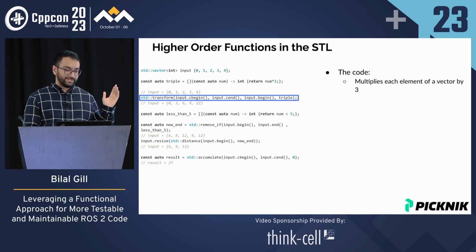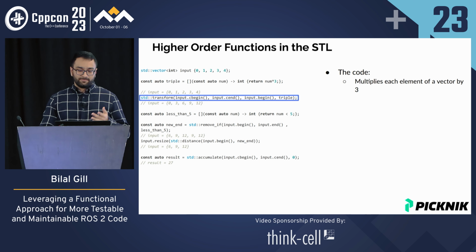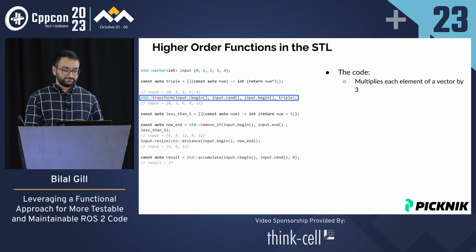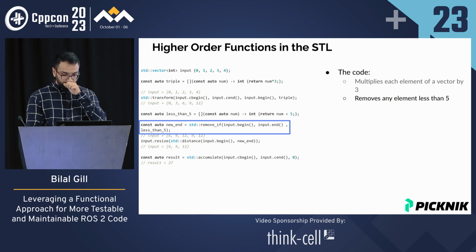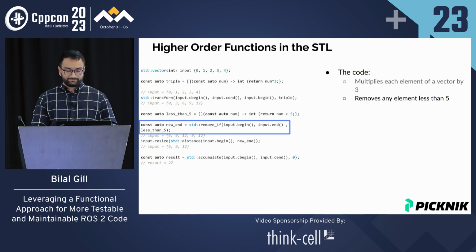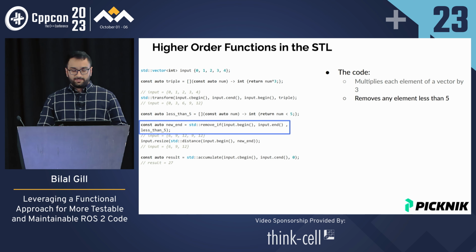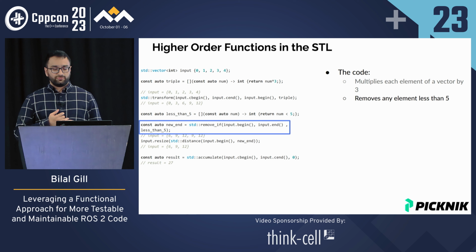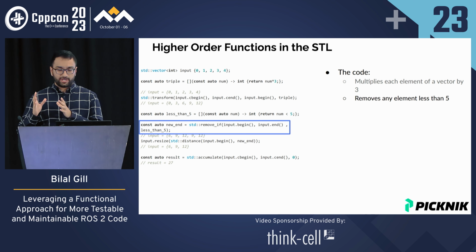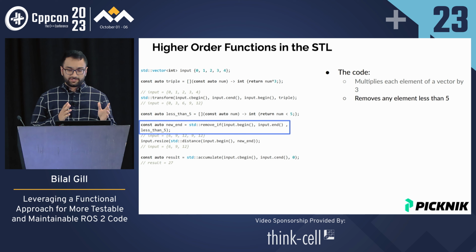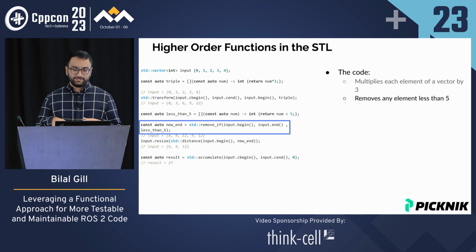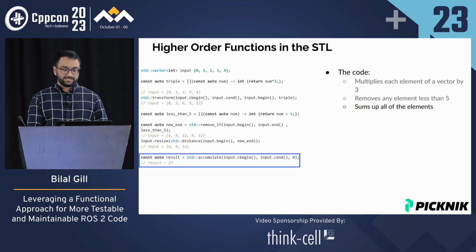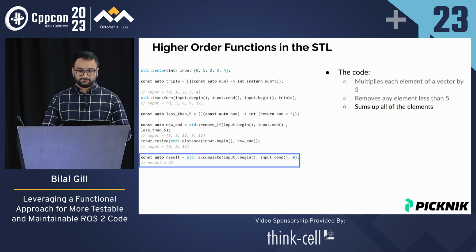So over here, I have this toy example. What this code does is multiply each element of a vector by 3 using std::transform. It removes any element less than 5 using std::remove_if. One thing I want to note is that remove_if actually moves the elements that were not removed to the beginning of the collection and returns a past-the-end iterator to the new end of the collection. That's why in the next line you see that the input is resized. And using std::accumulate, it sums up all of those elements.